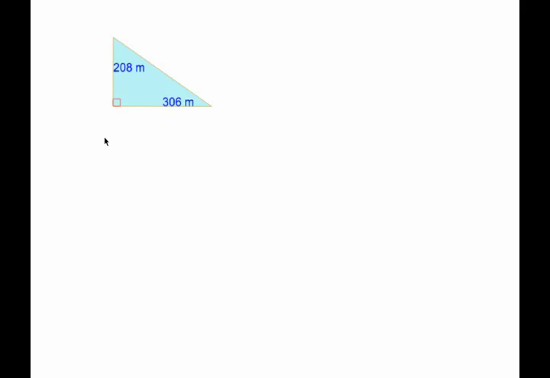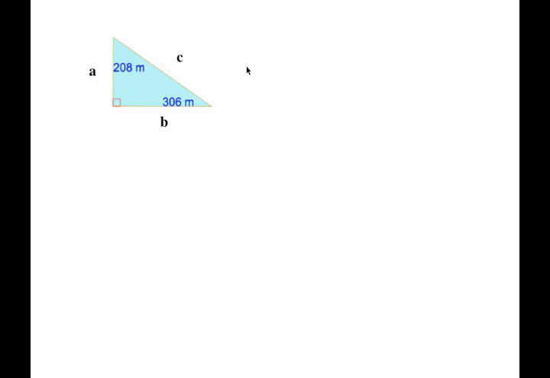So here's our question. One side is 208 meters, the other side is 306 meters, and these are the two legs, so they're A and B. I always call the smaller one A and the longer one B, but really it doesn't matter. You can call that one B, you can call that one A, as long as you don't call the hypotenuse A. The hypotenuse is always C, always C.